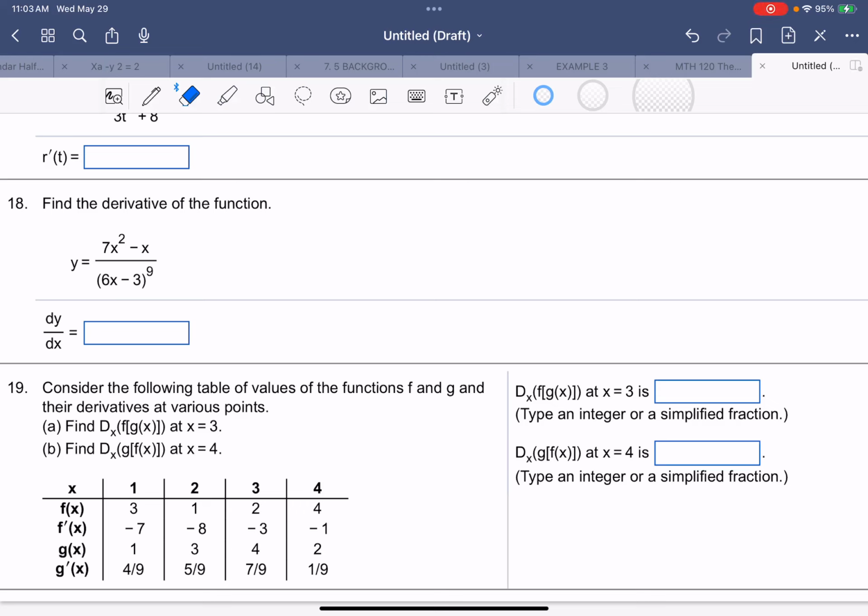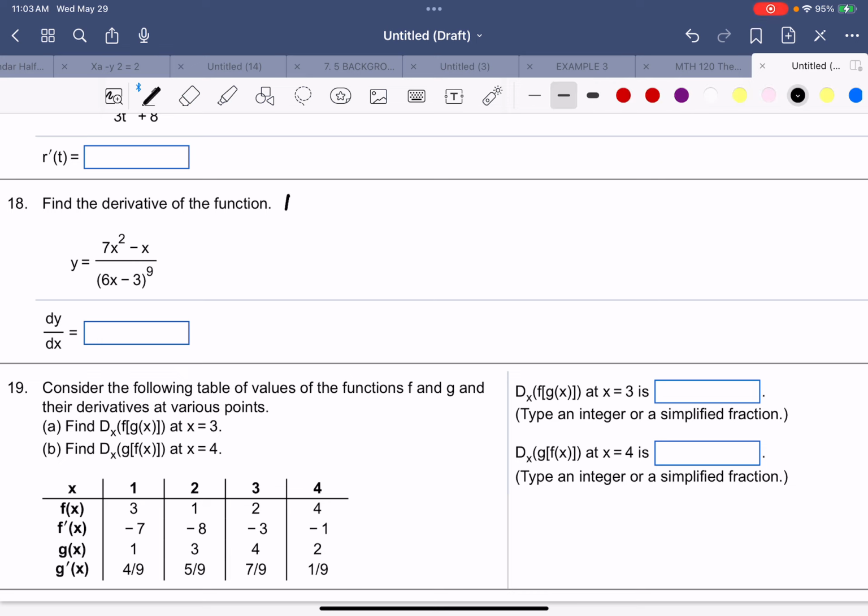Number 18, find the derivative of the function. y is (7x squared minus x) all divided by (6x minus 3) quantity to the 9th power. So what I'm going to do here is I'm going to do numerator and denominator again.